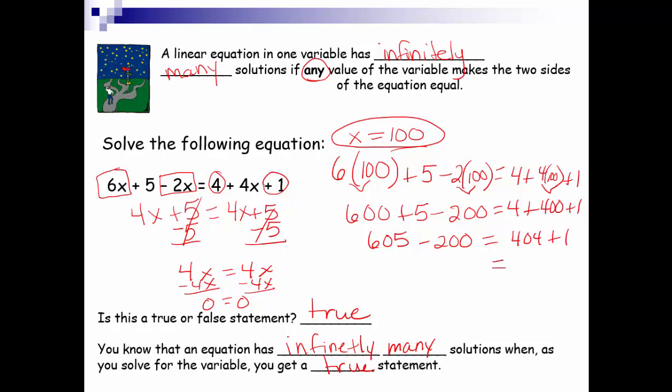Well, guess what? 605 minus 200 is 405. Sorry, my brain's not working. And 404 plus 1 is 405. Look at that. They do equal each other, so 100 works. I could shove any number in there, and it's going to work.